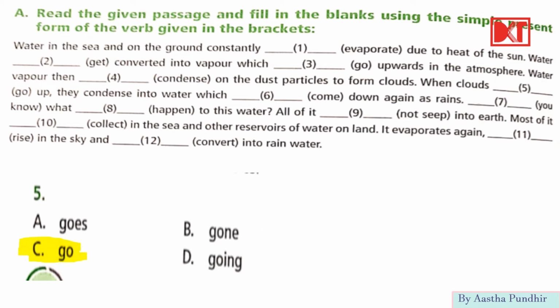When clouds go up. Why go and why not goes? Because here we are talking about plural. Alright, and S and ES is added in the case of singular third person. Here is plural. When clouds, where is it? Here. When clouds is plural. So here we will use just the infinitive, the original form of the verb go. When clouds go up. Alright, now ES, A1, I told you it is not to be used here. Gone is for the past tense. Going is for the continuous tense. Now that's it. Let's move on.